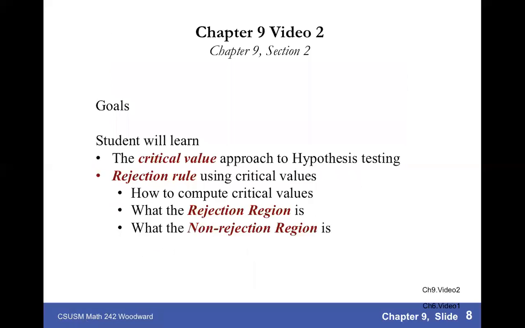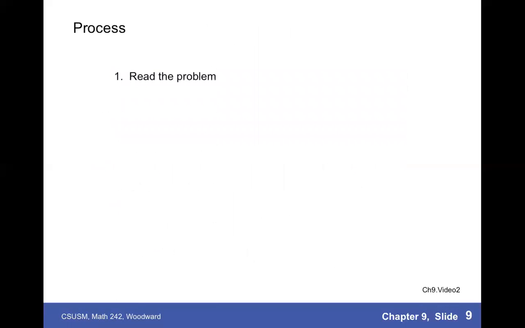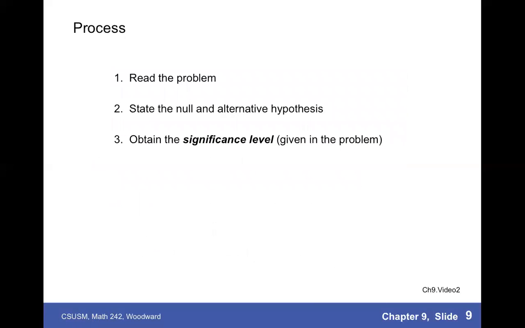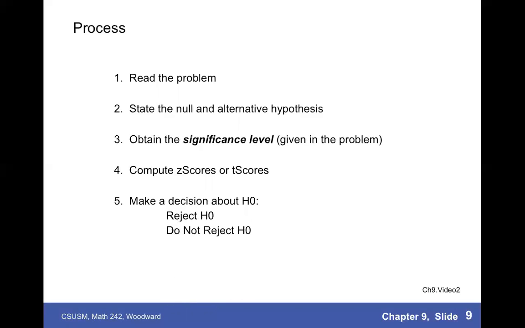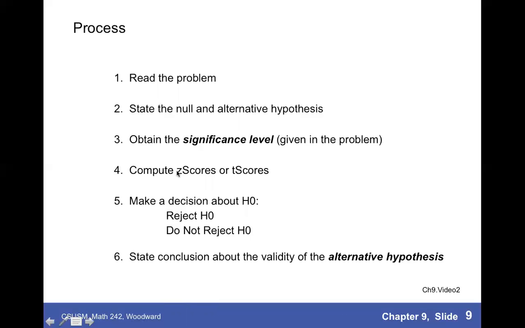So the critical value approach to this hypothesis testing. The process is we're going to read the problem. We're going to state the null hypothesis, obtain the significance level given in the problem, compute the z-scores, forget t-scores for right now, make a decision about H naught, and either reject H naught or do not reject H naught. Then we're going to make a conclusion about the alternative. So our problem is, how do I compute the z-score, and then how do I make a decision? Well, how do I make the decision is what we're going to talk about.